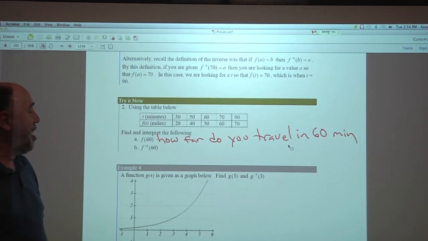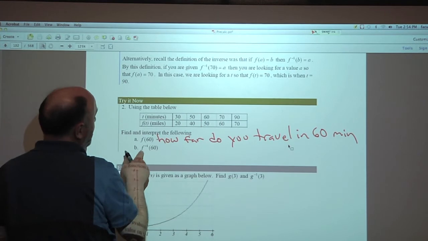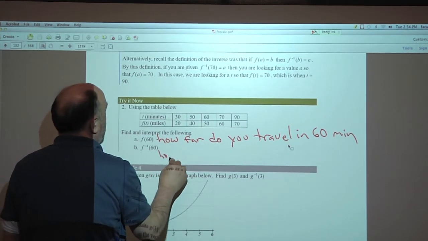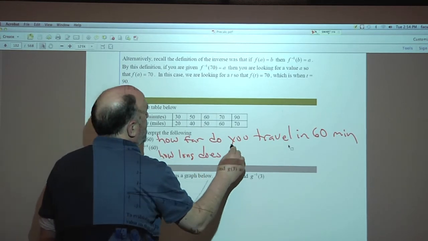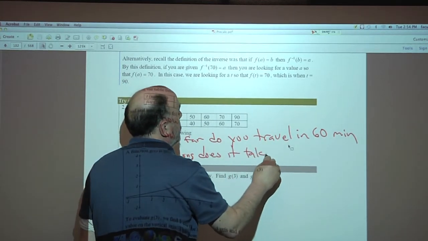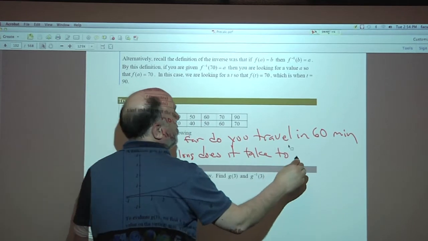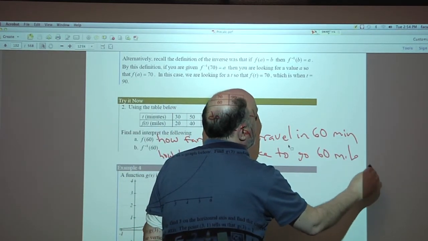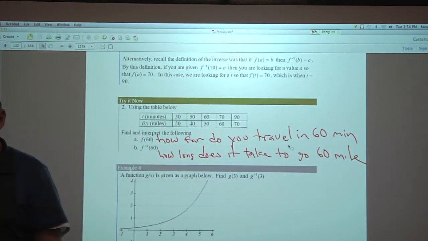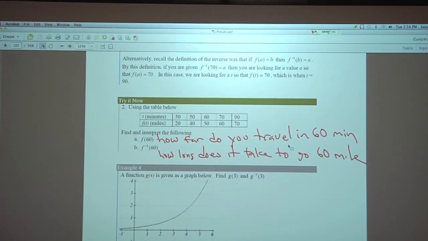The bottom one says, okay, this one says, how long does it take to go 60 miles, right? That's what that one's talking about. So now you're using the chart and reading in the other direction. Okay?